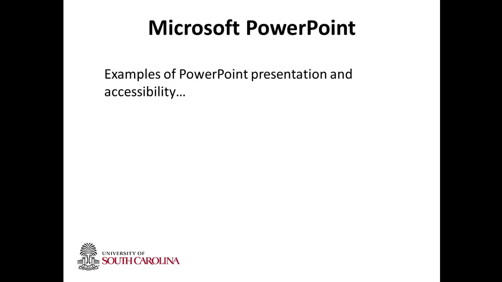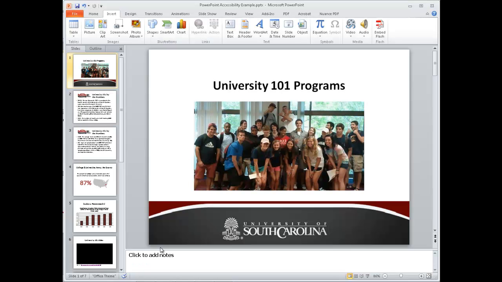So let's go through a PowerPoint presentation example and review the accessibility parts of it. We'll use this example I created from information I pulled from the USC University 101 website. To start, with all photos or graphics, like the group picture on this slide, they will need a description in the alt text section of the format screen.